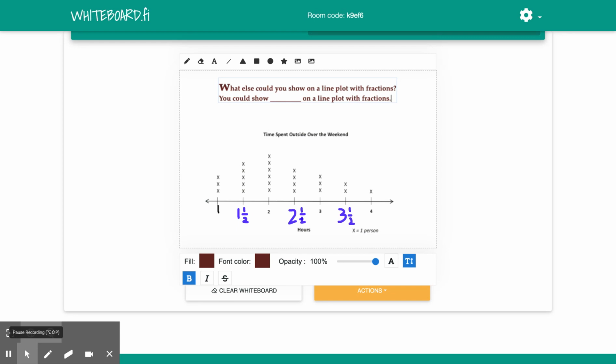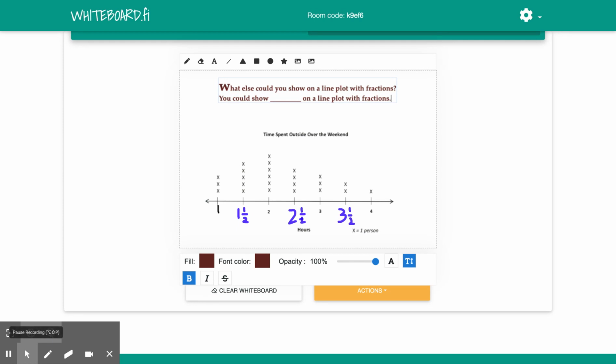So, how is a line plot like a bar graph or a tape diagram? So the x's kind of look like bars in a bar graph. The tallest column of x's shows the most, which is similar to a bar graph. The tallest bar showed the most. The x's are kind of like the units of 1 in a tape diagram. And we also know that the smallest number of x's shows the least, which is similar to a bar graph.